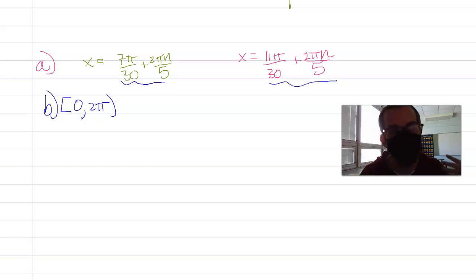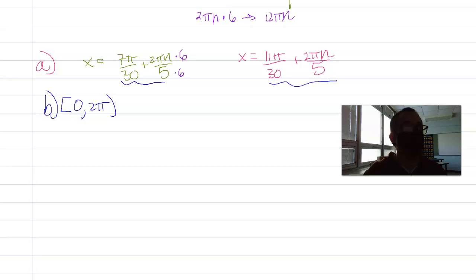That's the goal, right? Focus on the fact that this is 30 and this is 5, and I want these to match. So the best way to do that is to make this denominator 6 times bigger, which means making this numerator 6 times bigger. You could have asked me as a freshman what 2 pi times n times 6 was, and I wouldn't have liked it, but I would have been able to say 12 pi n. It would have been weird, but I could have done it.